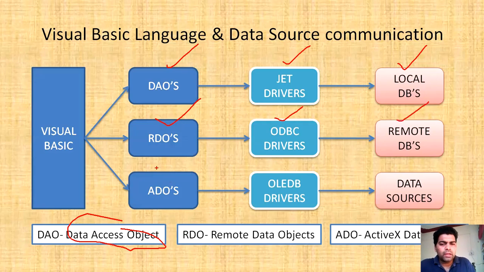And the third one is ADO, ActiveX Data Objects. We will use providers to connect with our data sources, whether local or remote. Both are included in this data source. So this is the fundamentals of the data connectivity of Visual Basic. We are going to use these three options in our lecture series, that is DAO, Data Access Objects, RDO, Remote Data Objects, and ActiveX Data Objects. So I hope you understand the fundamental concept of this database connectivity.